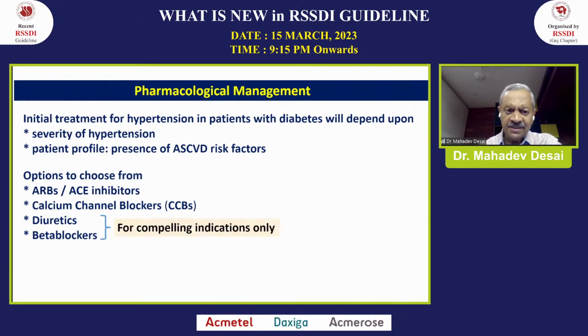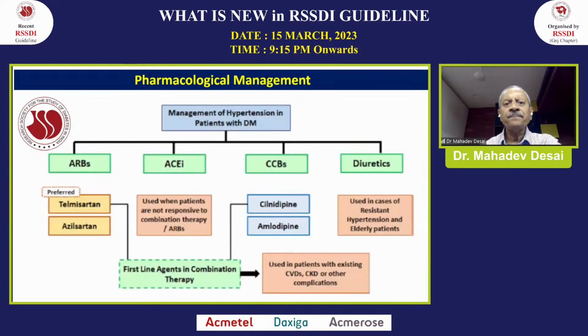What RSSDI suggests is that we must start with ARBs or ACE inhibitors first, then calcium channel blockers. If the pressure is very high, maybe we start with the combinations. But diuretics and beta blockers should be reserved for only compelling indications, and that too, always on the background of ACE inhibitors or calcium channel blockers. So this is a very emphatic recommendation from the RSSDI. And this slide from the RSSDI suggests that we have 4 classes of drugs that we give.